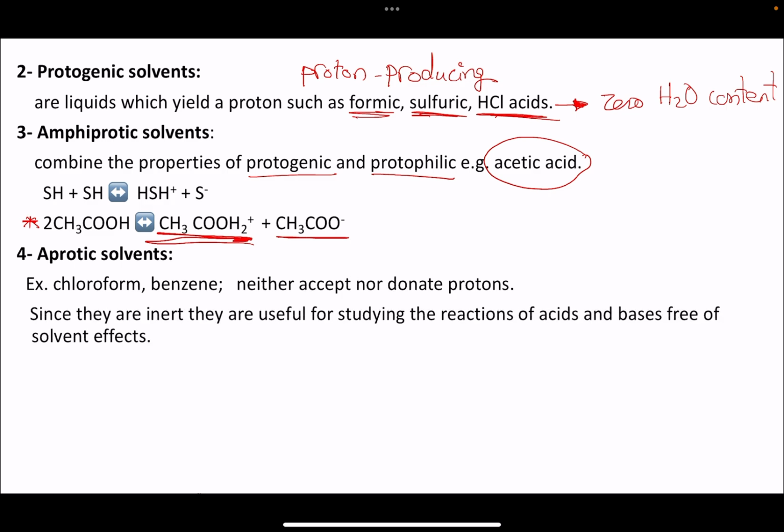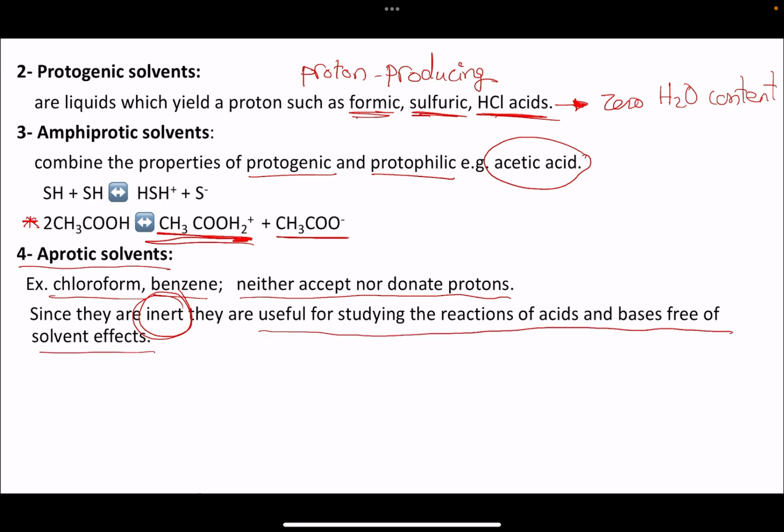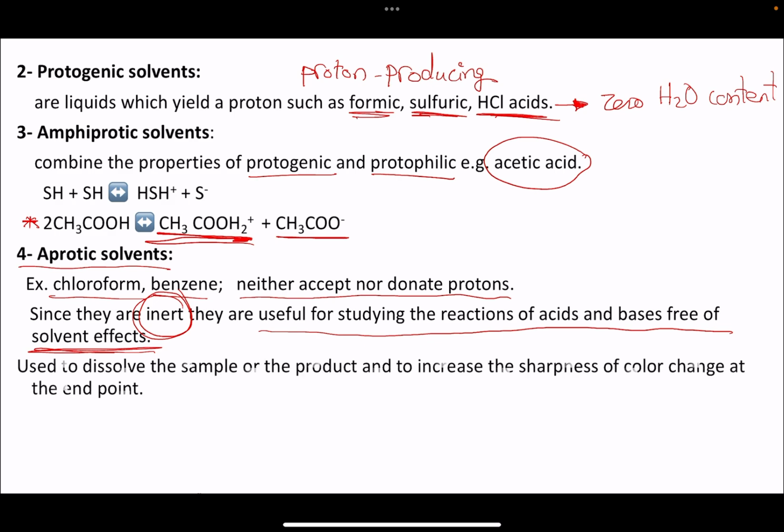The fourth and last type of solvents is the aprotic solvents. They neither produce protons nor interact with them, like chloroform and benzene. They neither accept nor donate protons and they are inert in action, so they help in studying the reactions of acids and bases free from the effect of the solvent.